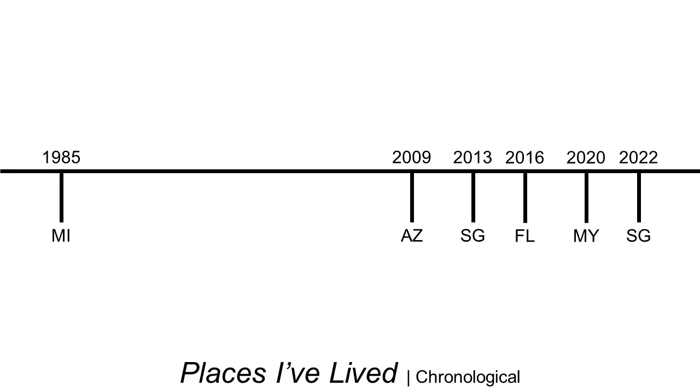Here is a time-based representation of the places I've lived. In this case, I chose to create a timeline. On the left side is my birth year. On the right side is the present. Points in between mark the years that I moved to a new destination. This is an appropriate format for sharing major life events.